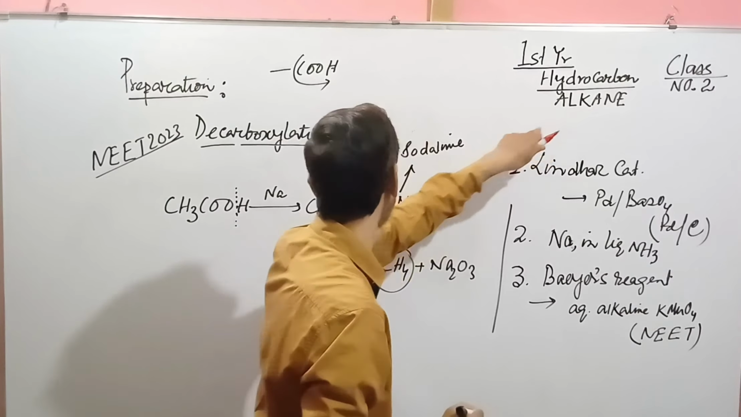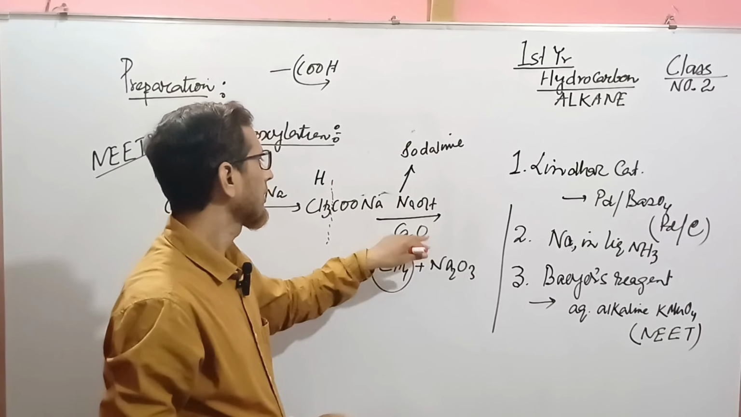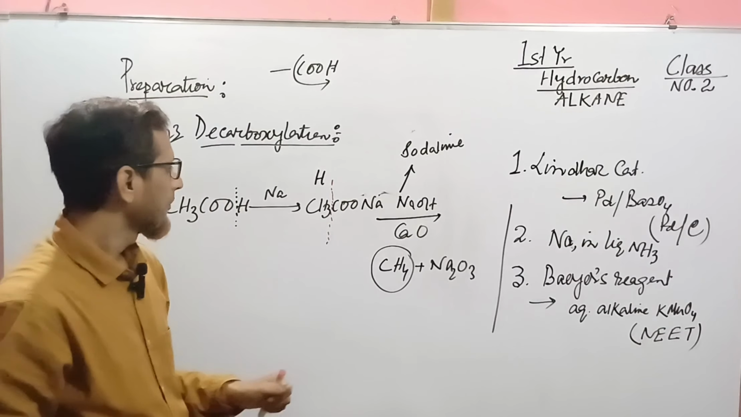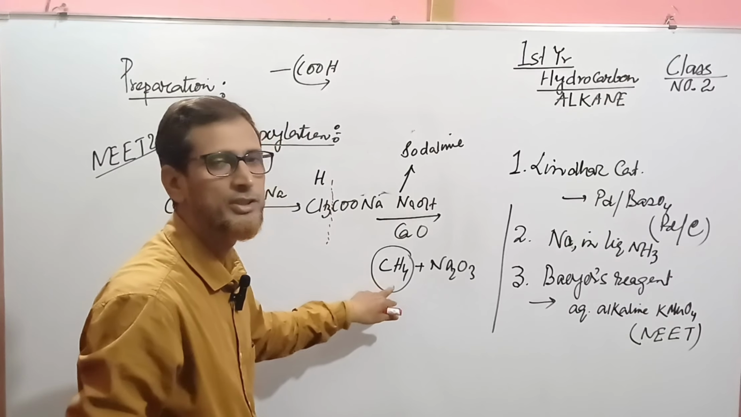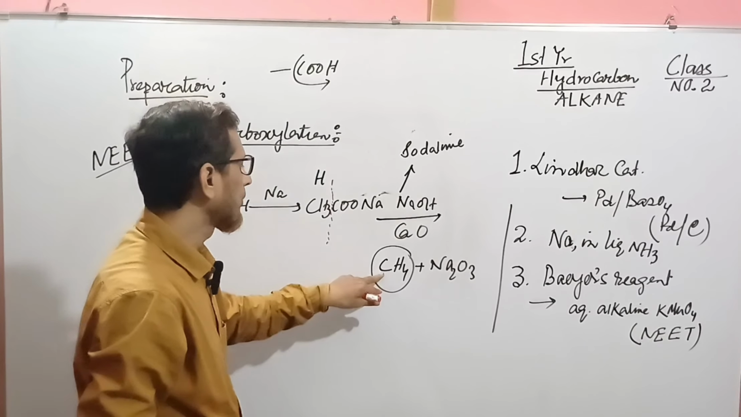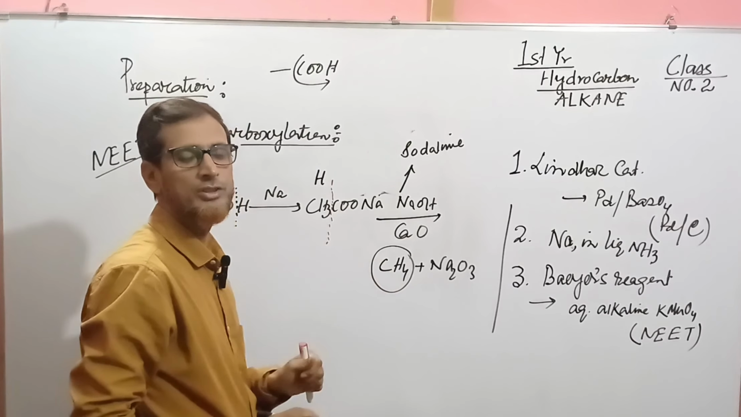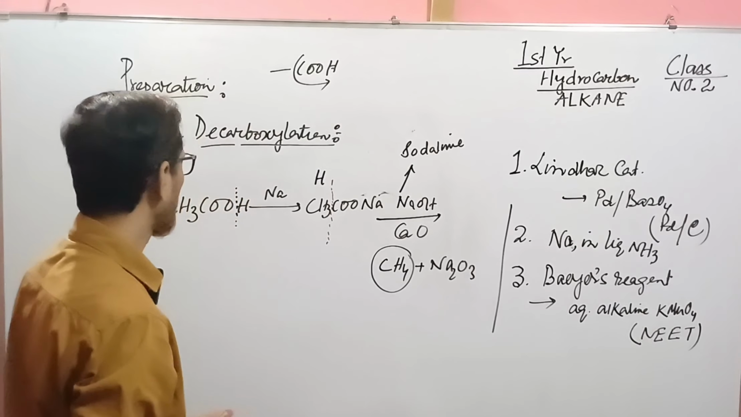In the NEET 2023 question, it is asked: when sodium acetate is made to react with calcium oxide in the presence of sodium hydroxide, a compound is formed. What is the molecular weight of that compound if it is twice? The answer was 32. Anyway, 12 and 4 is 16, and double of this is 32. There were a lot of options. Am I right? This was the question.